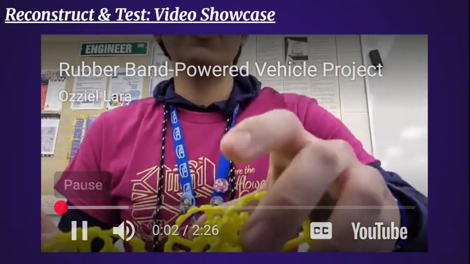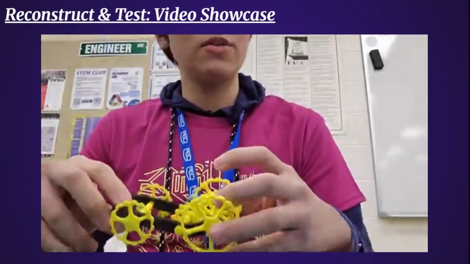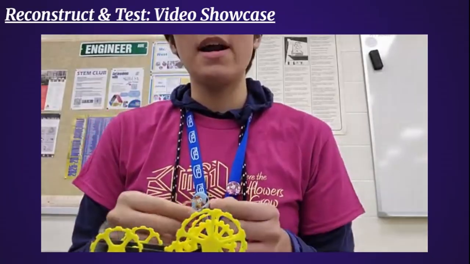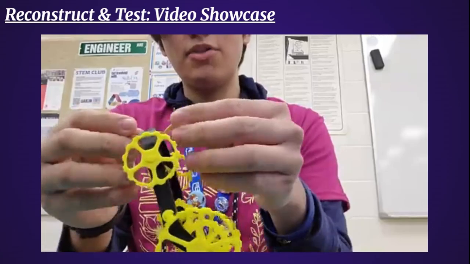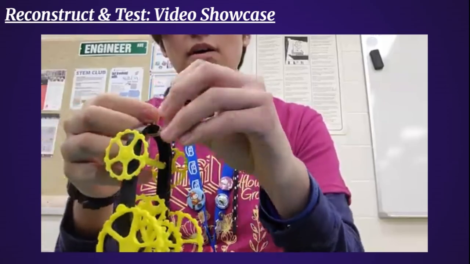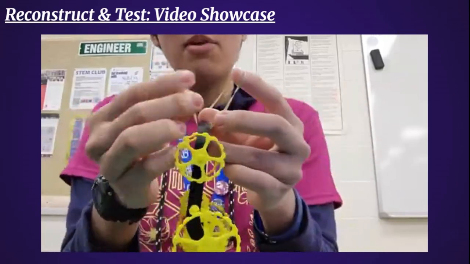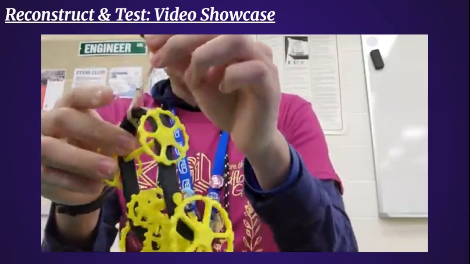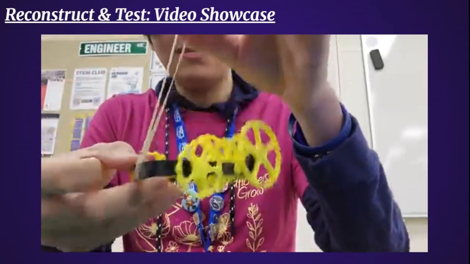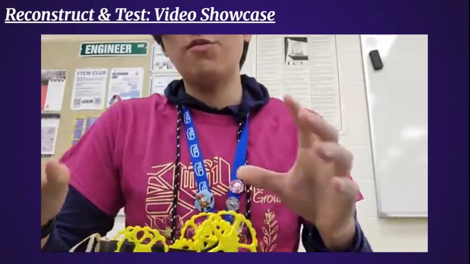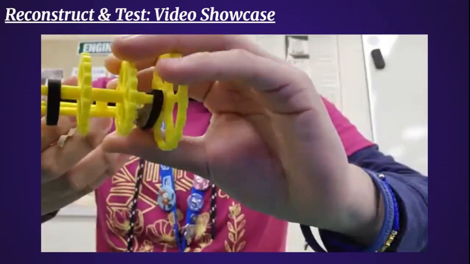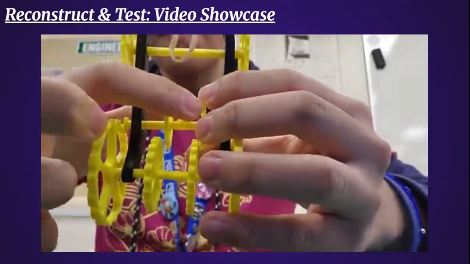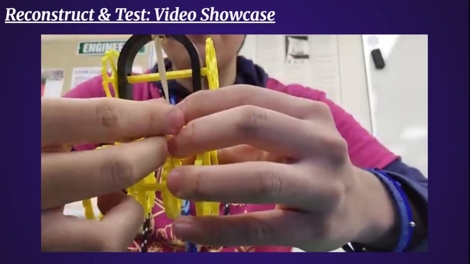Alright, so I'll be explaining to you how my project works. First, you're going to need a rubber band, and you're going to tie it by pulling it through, opening it up, and then pulling this end through the hole, and that's how you tie it. So if you see here, there should be a nook for this rubber band to go inside of.